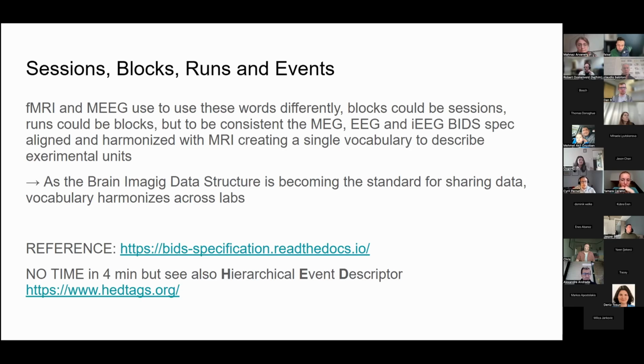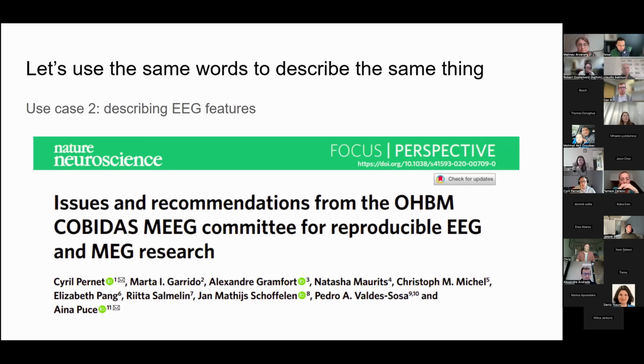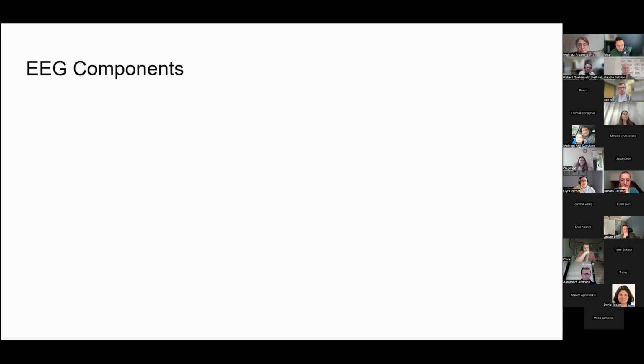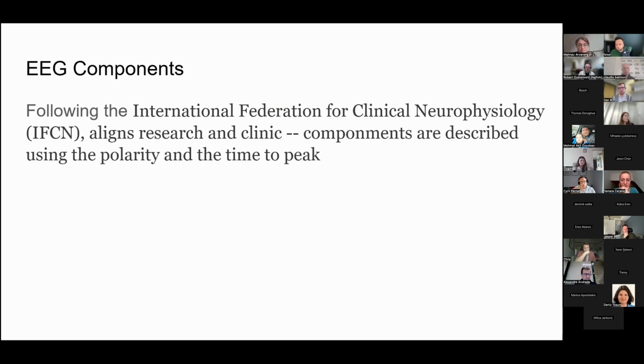Now, the second use case is how we describe EEG features. This was discussed in the Nature Neuroscience paper about the COBIDAS MEEG, which is a report that occurs every couple of years for OHBM. In this case, we have two types of features. For instance, we have components. Here, Claudio will be happy with something we discussed at OHBM, that we should follow the International Federation of Clinical Neurophysiology, because they have very well defined these features, and this allows aligning research and clinic. If research starts to use different words than the clinic, things become even more complicated.